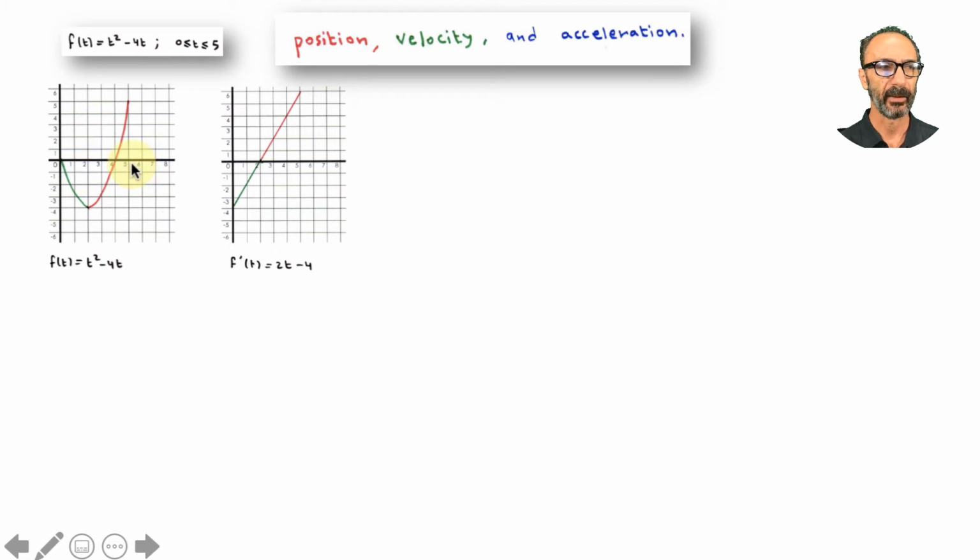And if you notice on the graph, I have a green color and a red color. I graphed f prime. F prime is the first derivative, 2t minus 4. It's a straight line with y-intercept -4 and a slope of 2. Now at this location, we have a horizontal tangent. So f prime should be crossing the x-axis because f prime is 0 right there.